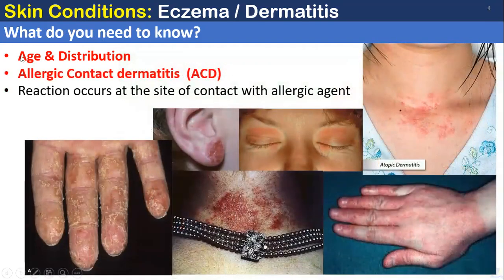What do we need to know? We should know the age and distribution, as we said. In allergic contact dermatitis, or ACD, the reaction occurs at the site of contact. If we look at the picture here, allergic contact dermatitis is always at the site of contact, for example from using jewelry, or makeup, or sometimes gloves. The site of contact represents the most affected site of the body.